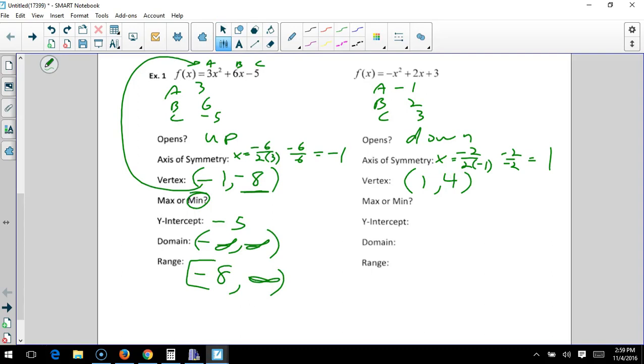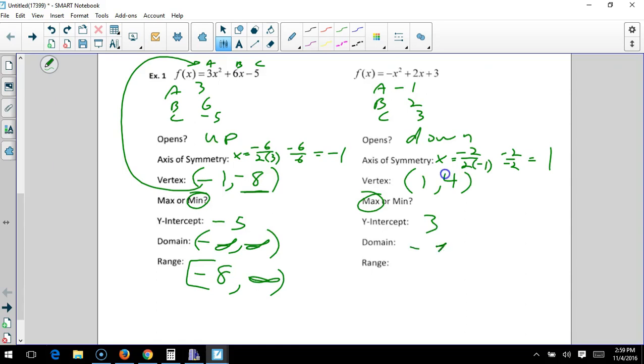Again, I can plug 1 in. Pretty simple. 1 squared is 1 times negative is -1. 2 times 1 is 2, minus 1 plus 3 is 4. Pretty easy to do in your head, but you do have the calculator to confirm. Since it's opening down, we're going to have a maximum. The y-intercept is C, which is 3.